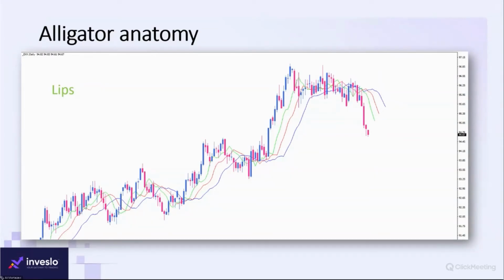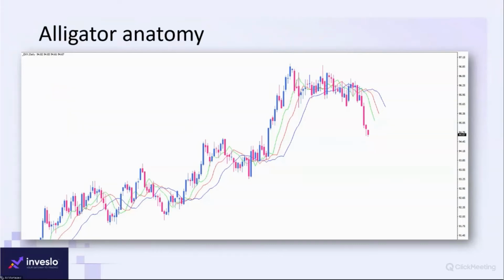Okay, so let's go into more detail and describe the different parts of this alligator anatomy. As you can see here on my screen, it consists of three lines. Okay, the green line, the red line, and the blue line. But what are they? The first one, this green line, we call it the lips of the alligator. It is a smoothed moving average of 5 periods with an offset of 3 periods into the future. It means shifting or projecting forward into the future. So lips is just a smoothed moving average with an offset of 3 periods in the future. This is the first part, lips.